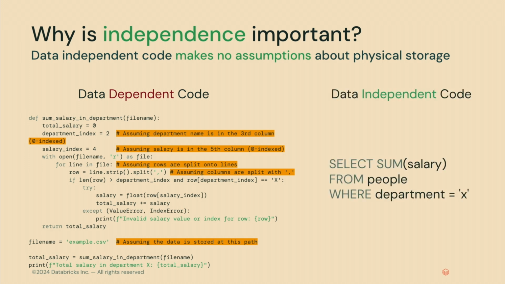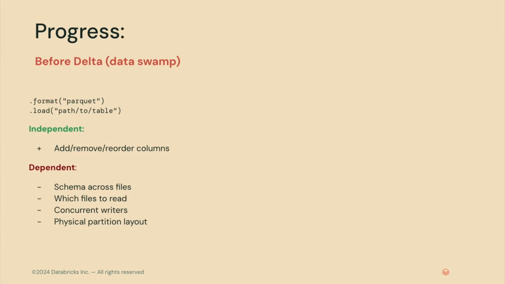On the right, we have some SQL. This is completely data independent, right? This code has no dependency on how the people table is laid out, and you can iterate on the underlying storage format to your heart's content. And so it's hard to argue that the code on the right is not clearly better for all involved, right? Because it allows for the underlying storage formats to incrementally improve over time, while your application logic doesn't have to change.